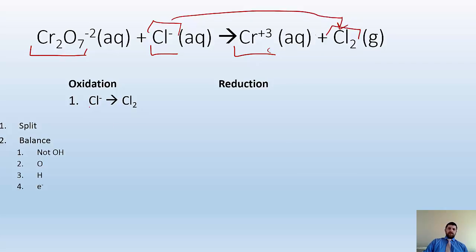I'm going to put Cl minus, which is what I start with here, giving me chlorine gas over here. And now I need to balance it. So balance things that are not oxygen. Done. Right? Oh, I lied.